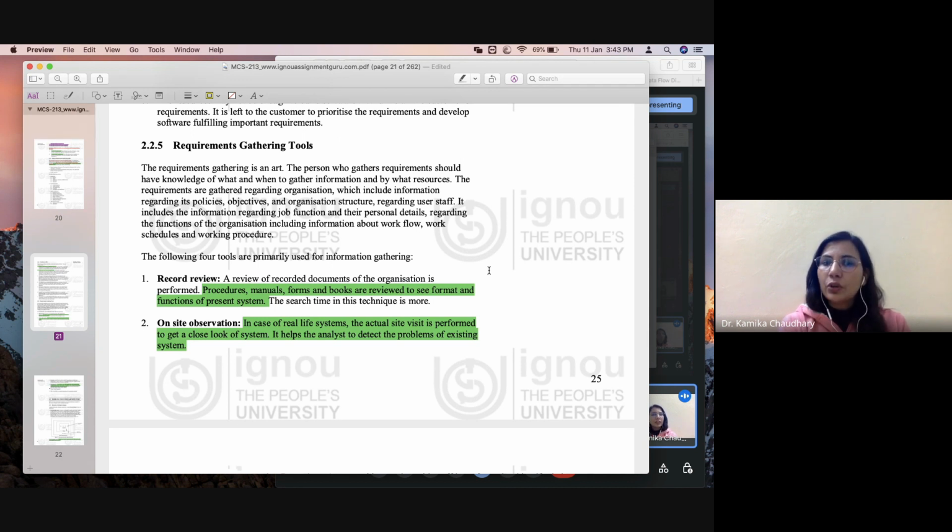First is record review. Just remember all these tools. They're also very important, right? The first tool is named the record review tool. What it says is, a company has a set of recorded documents already. If the company has worked on the development of software previously also, it has a certain set of documents available to it.